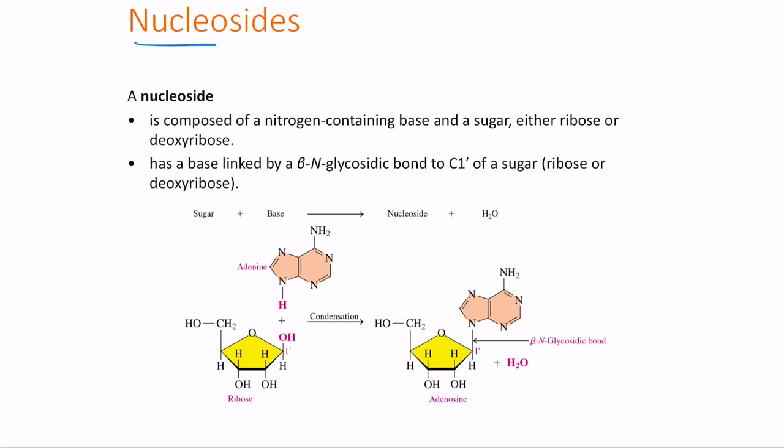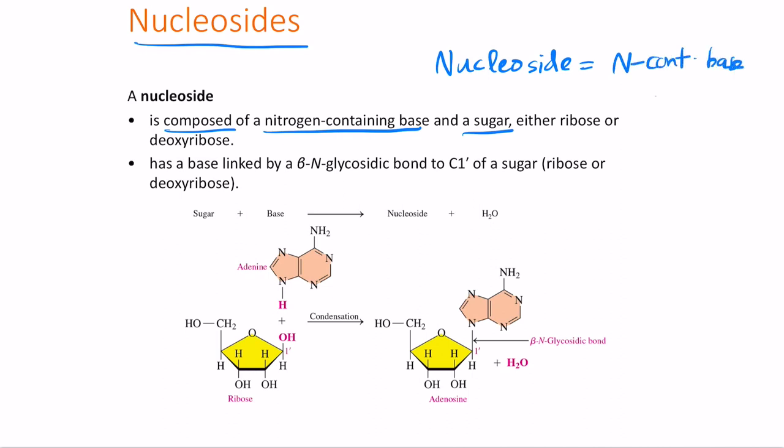Next, the other type of structure is called a nucleoside. A nucleoside is basically composed of a nitrogen containing base and a sugar. Remember that a nucleoside plus a phosphate group is equal to the nucleotide. So a nucleoside is a nitrogen containing base plus a sugar.